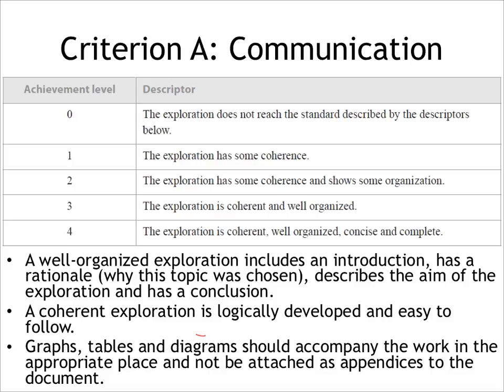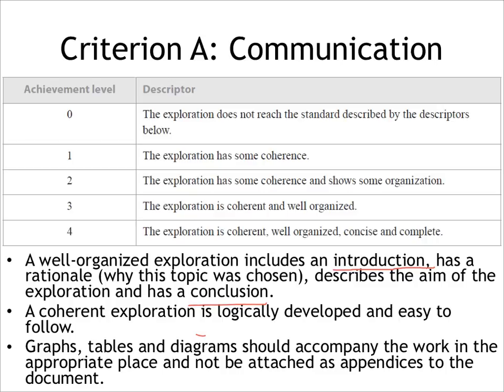Okay, now on all of these criterion, I'm not going to read through the descriptors anymore. They'll be here, you can read them, you can look at them. What I'm going to talk about is practically how does that affect you. Okay, so you see that it asks about organization, being well organized. Well organized means that you've got an introduction, you've got a rationale. There's not a specific setup that you have to have this section and that section and that section, but you do need to introduce your project. Why did you do it? What is the purpose of your exploration? What were you trying to learn about? And then at the end, of course, conclusion. Did you learn about what you wanted to? What were you able to apply it to? What can you do with it?